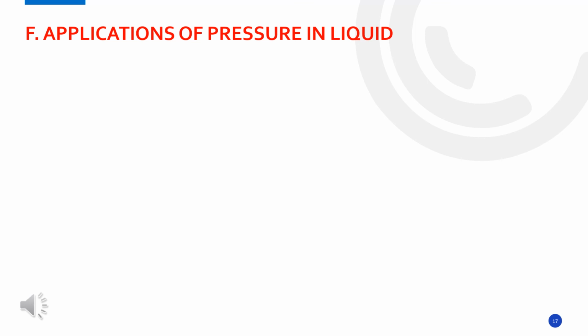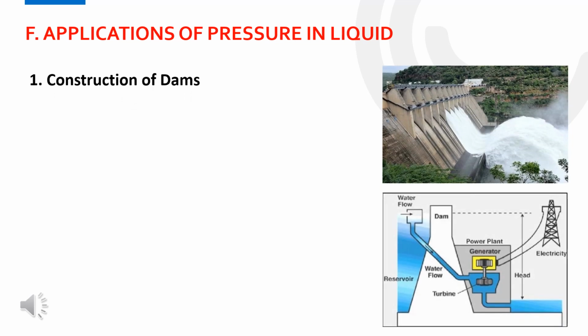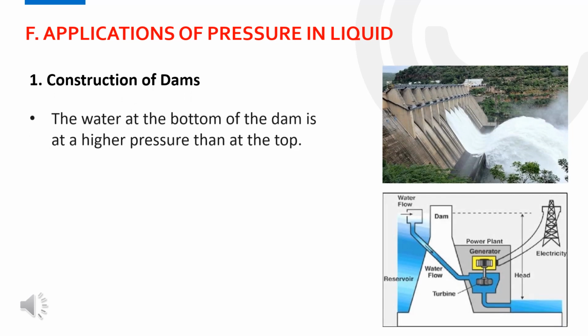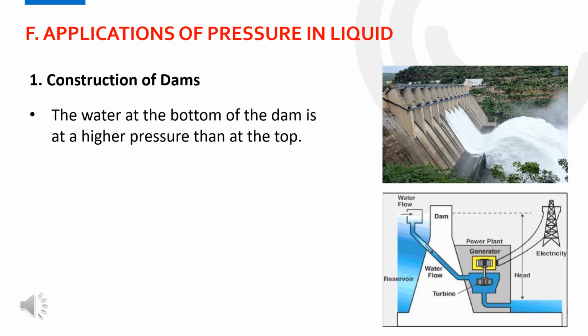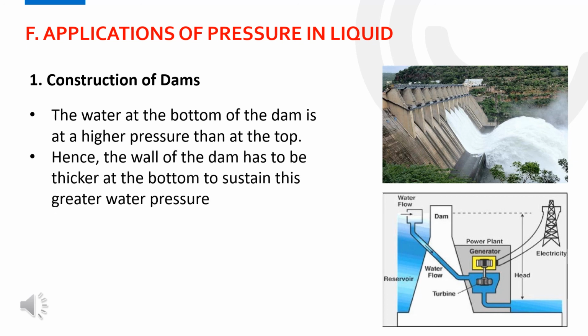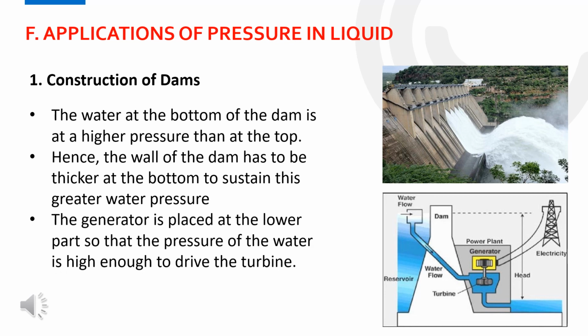Now we talk about the application of pressure in liquid. 1. Construction of dams. As you can see in the figure, the water at the bottom of the dam is at a higher pressure than at the top. Hence, the wall of the dam has to be thicker at the bottom to sustain the greater water pressure. The generator is placed at the lower part so that the pressure of the water is high enough to drive the turbine.